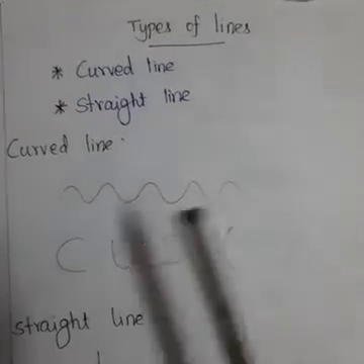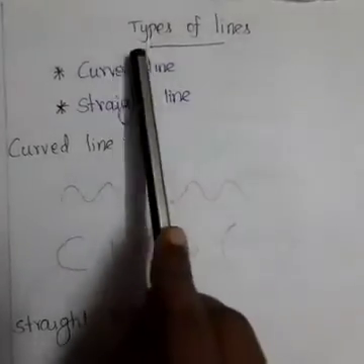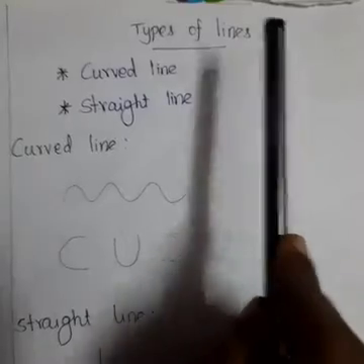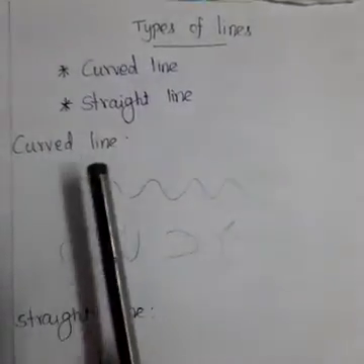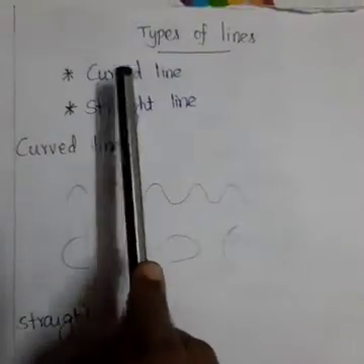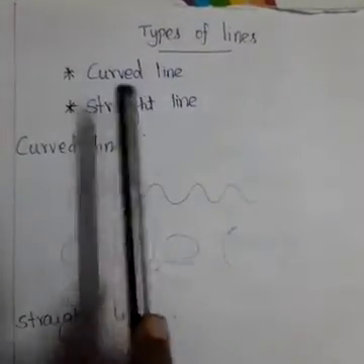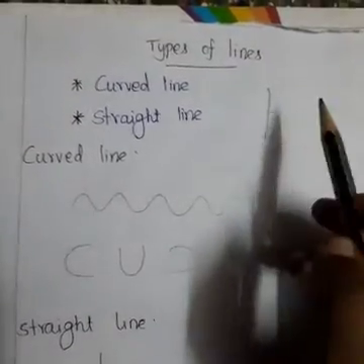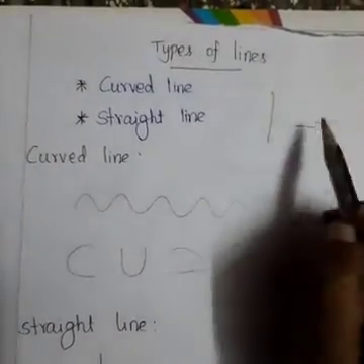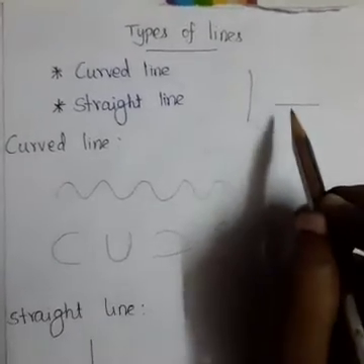Today we learn about the new topic: types of lines. There are two types of lines. First one, curved line. Second one, straight line. What is this? This is line.